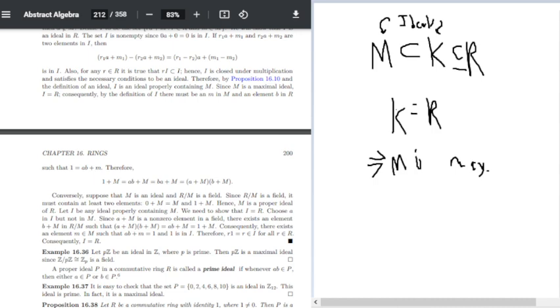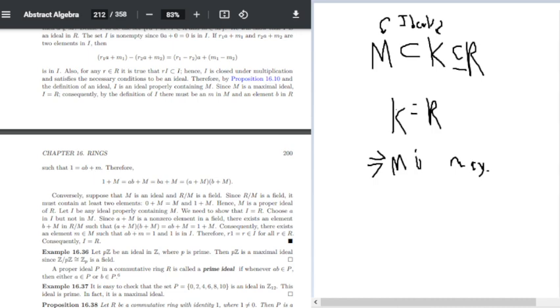Conversely, suppose that M is an ideal and R over M is a field. Since R over M is a field, it must contain at least two elements, 0 + M = M and 1 + M. Hence, M is a proper ideal of R. Let I be any ideal properly containing M. We need to show that I is equal to R.